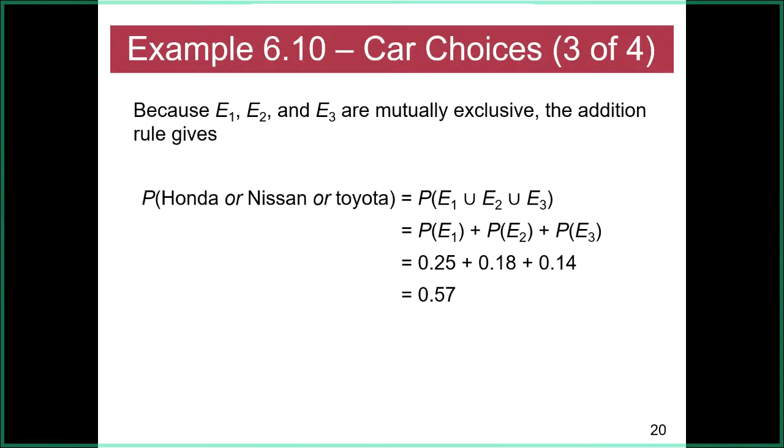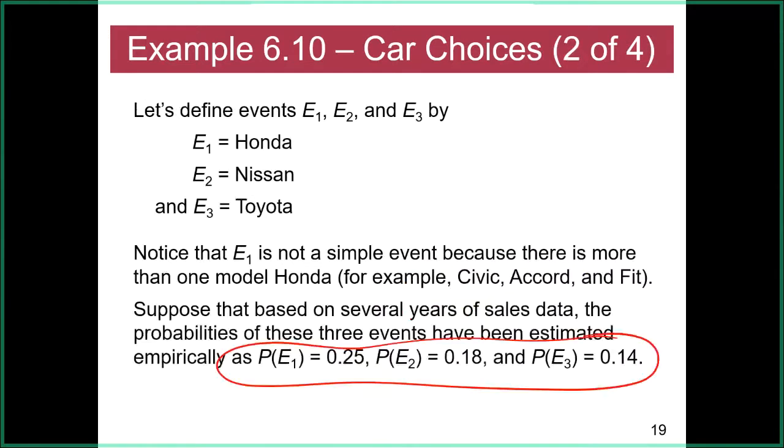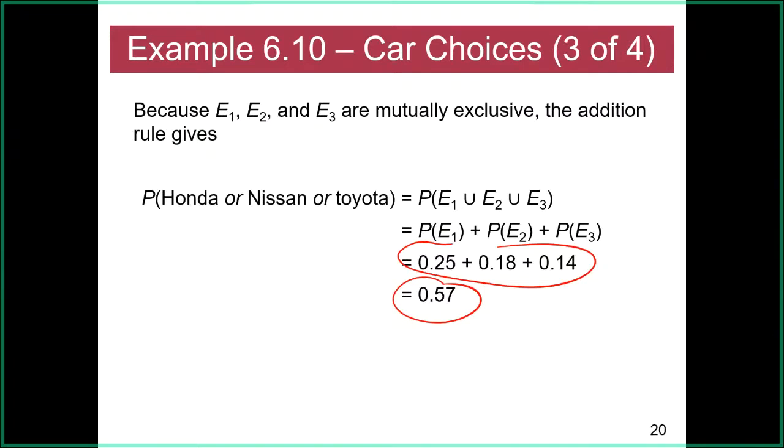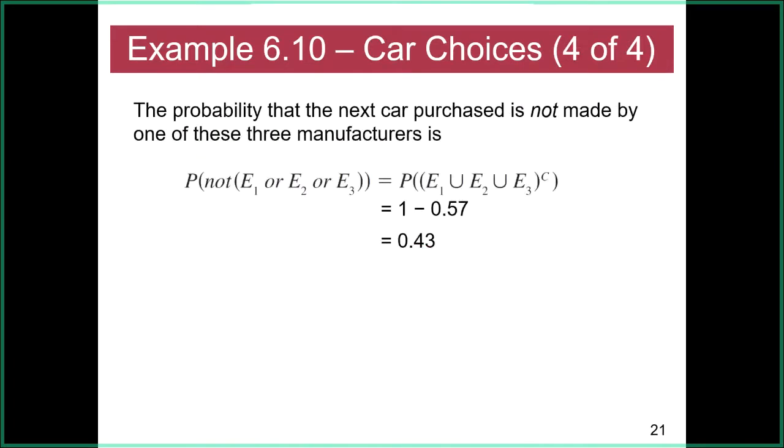Because they're mutually exclusive, the addition rule applies. Probability of Honda or Nissan or Toyota, we just add up the individual probabilities to get 0.57. What that is telling us is that that dealer has other manufacturers to sell, but we're just not looking at anything outside of Honda, Nissan, and Toyota right now.